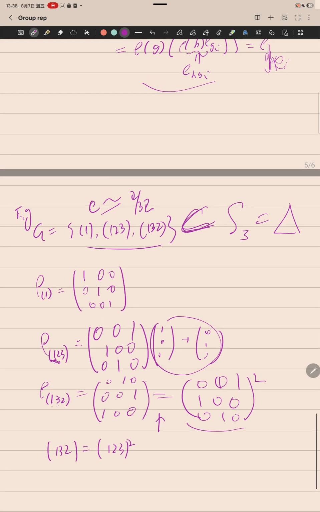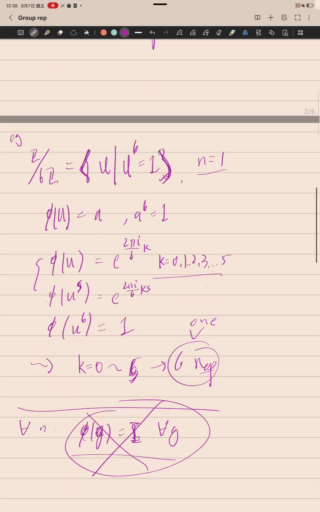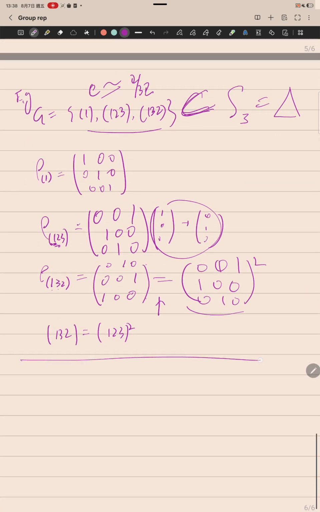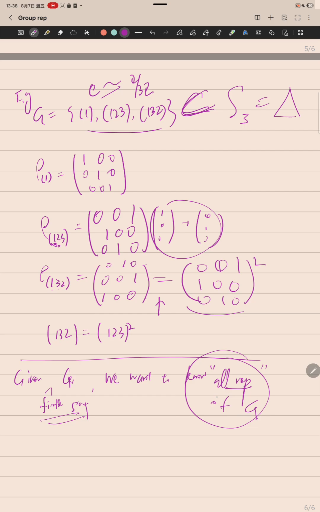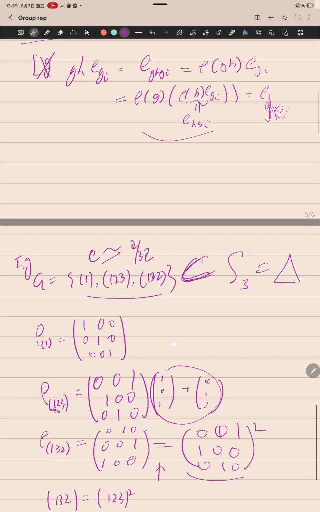Okay, so these are simple group representations. So these are definitions, and the next thing we will try to study is, given a finite group G, we want to know all representations of G. I mean, this is the goal. If you give me some group, I want to study all the representations of G, and this is slightly complicated, so we will need to develop some machinery to solve this. Okay, see you guys next video.